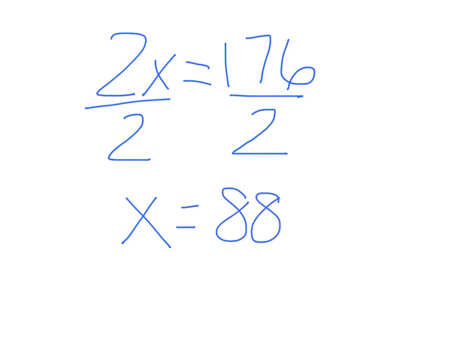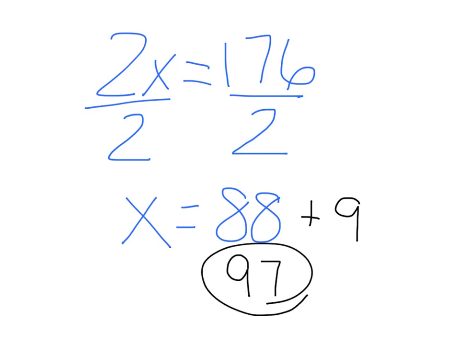Now let's go back. That original question, we said x was what Russia got. And if you go back to the original question, it said x plus 9 was what the U.S. got. So we need to actually add 9 to figure out what the U.S. got. And that tells us that we have 97 medals. And that answered the question.